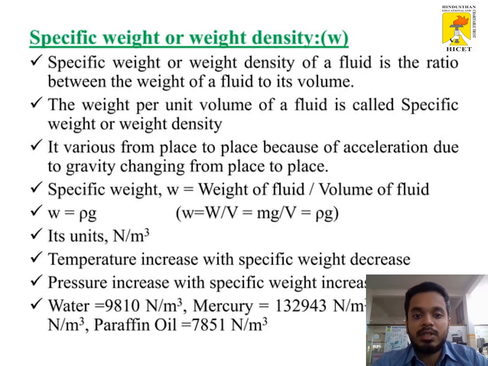Next one is specific weight or weight density. Specific weight or weight density of a fluid is the ratio between the weight of a fluid and its volume. The weight per unit volume of a fluid is called specific weight or weight density. It varies from place to place because of acceleration due to gravity changing from place to place. The specific weight is represented by weight of fluid divided by volume of fluid, and its units are Newton per meter cube.